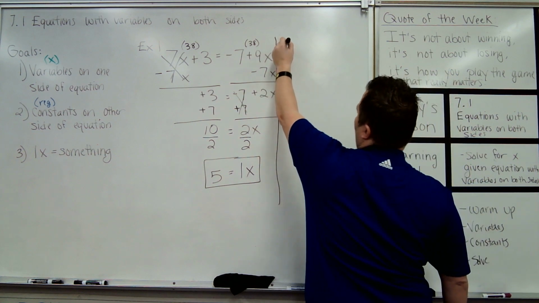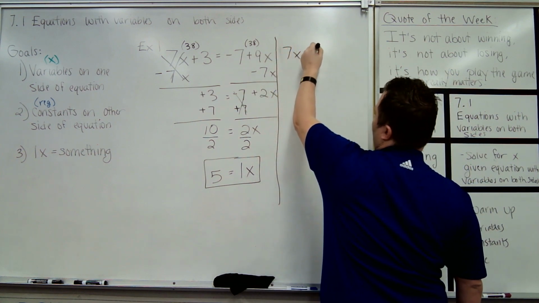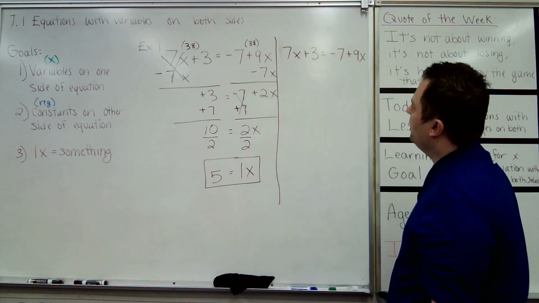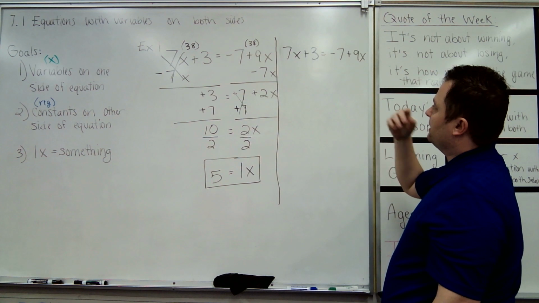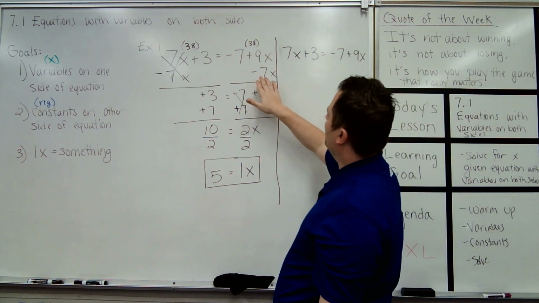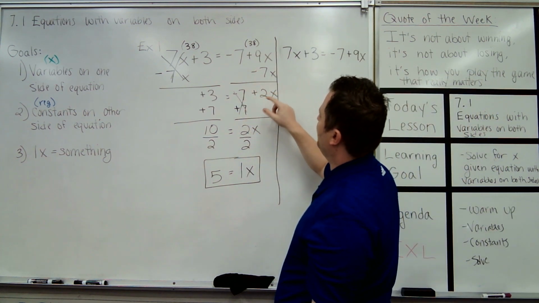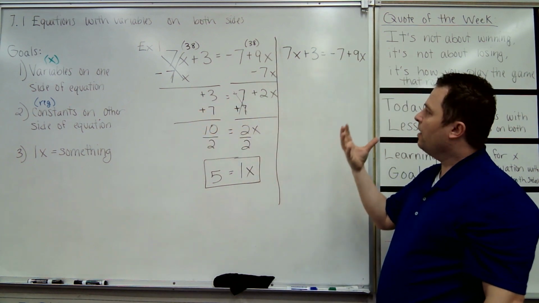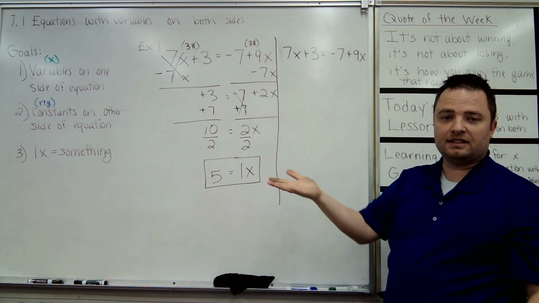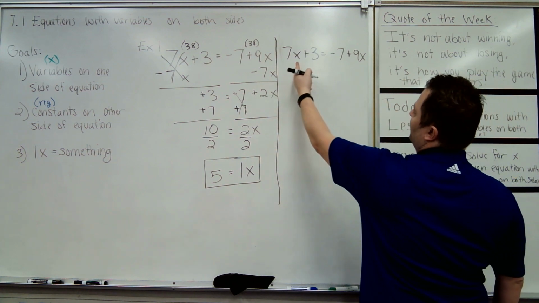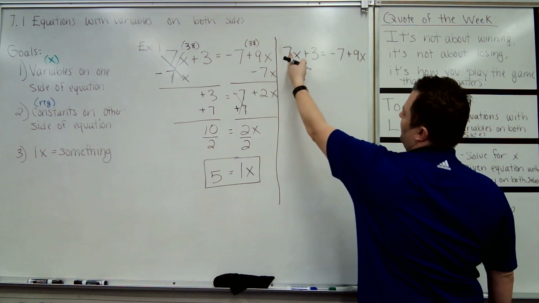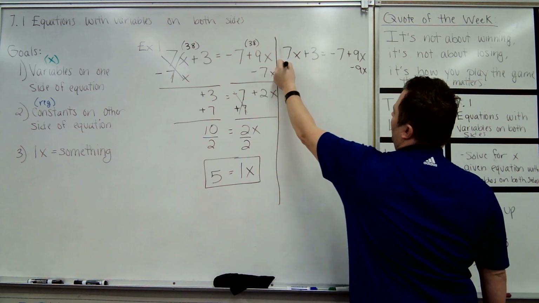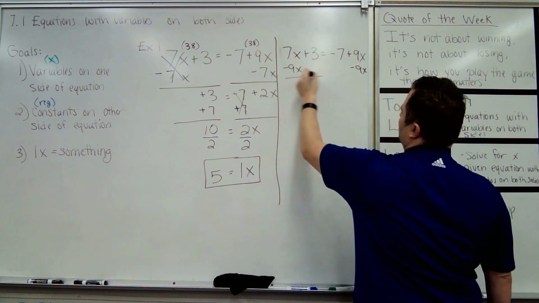So once again, we have 7x plus 3 equals negative 7 plus 9x. It's the exact same problem, except this time we had the variables. We moved the variables to the left-hand side. What happens if we move them to the right? Which means I'm going to do the same exact process, but what happens if I chose the opposite side? So instead of taking away 7x, meaning I'm removing it, I'm going to remove the 9x. So I'm going to take away 9x's from this side. Whatever I do to one side, I'm going to do to the other.